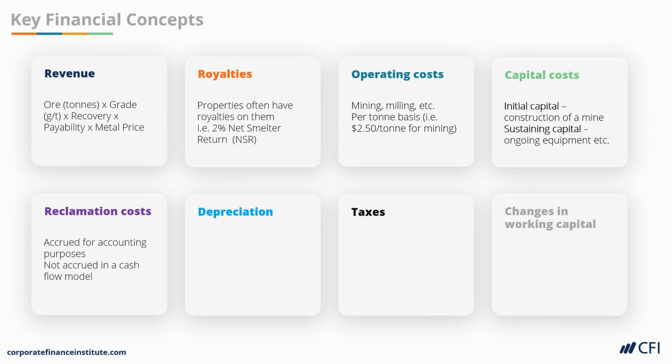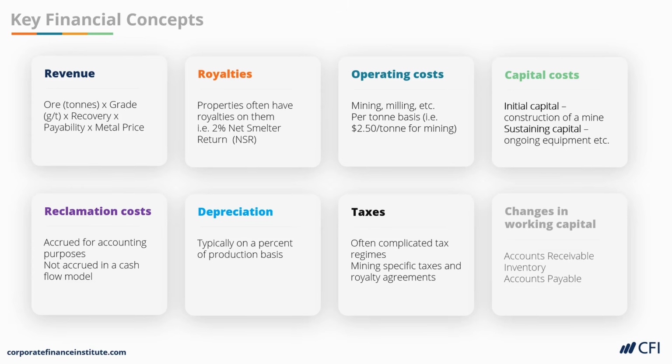Reclamation costs are incurred at the end of a mine's life. They are accrued for accounting purposes, but not in a cash flow model. We will simply expense them at the very end of the mine life. Depreciation is typically calculated on a percent of production basis. We will show you how to model that, of course. When it comes to taxes, they can often be very complicated, with all sorts of mining-specific related agreements and taxes and deductions. So there's a lot of detail that can go into that, and that's out of the scope of this course, where we will have a simplified tax assumption.